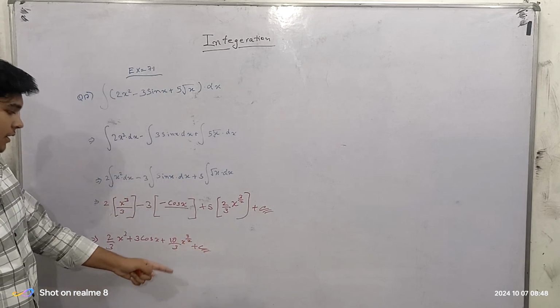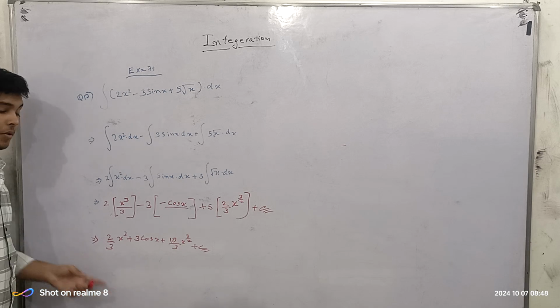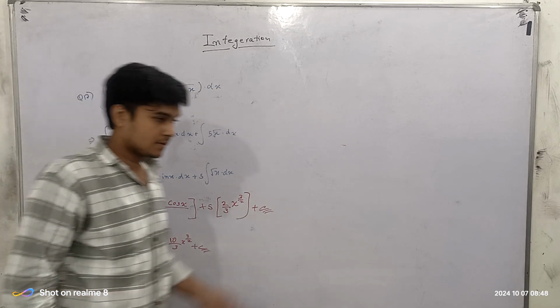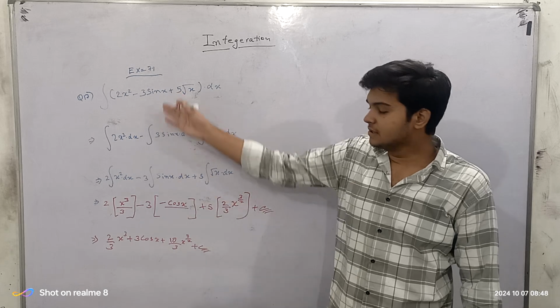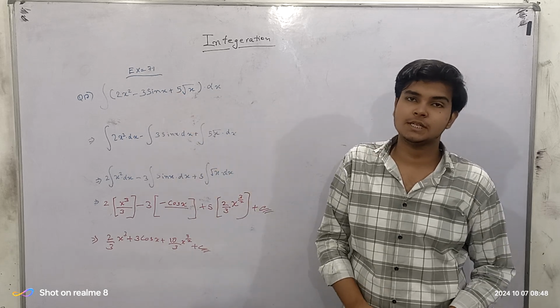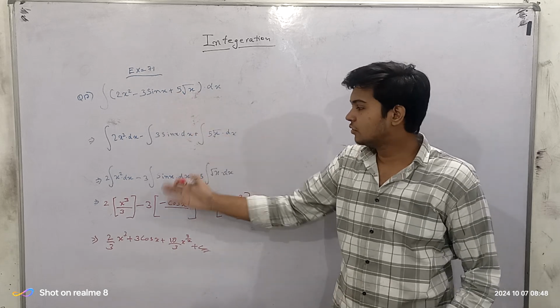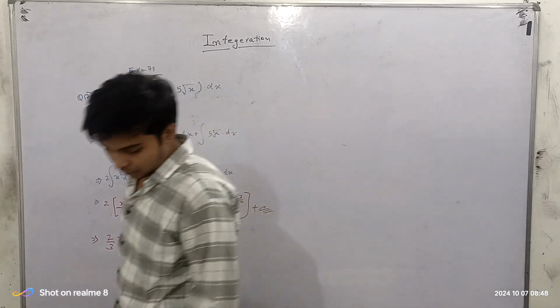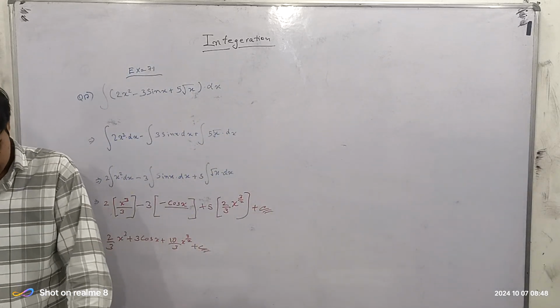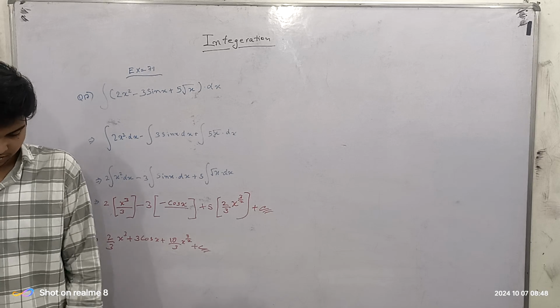This is an important question of exercise 7.1. From this exercise, this type of question will come. This is simple if you have remembered the general formula. We will substitute it singly and then solve it. It is easier. Now the next question is also like this only.